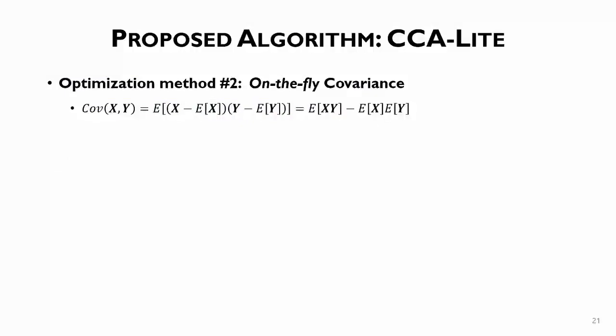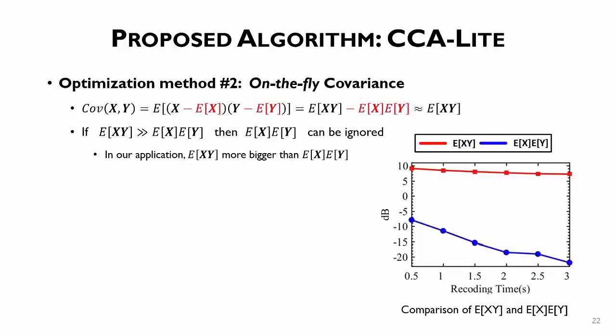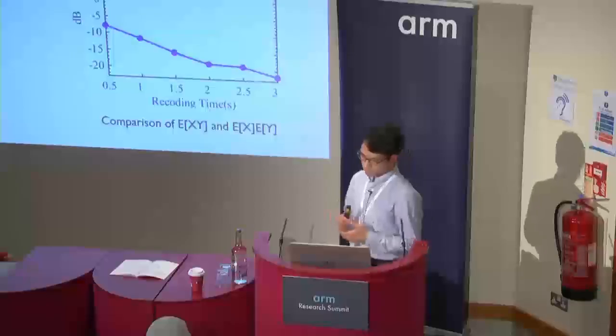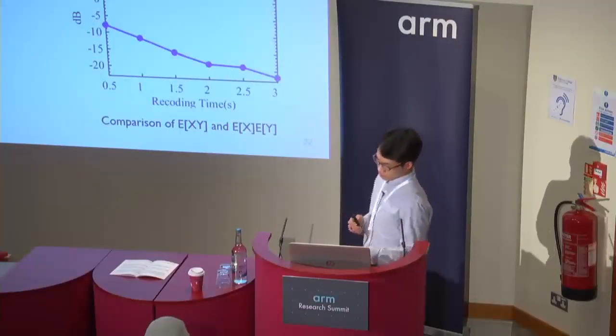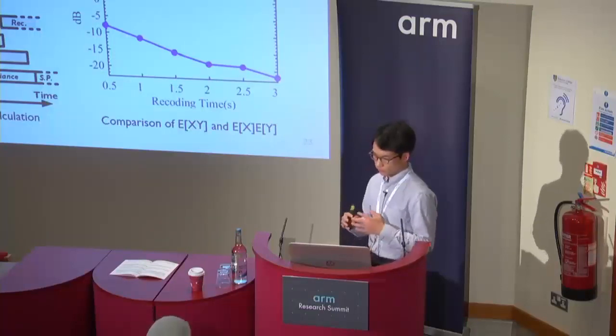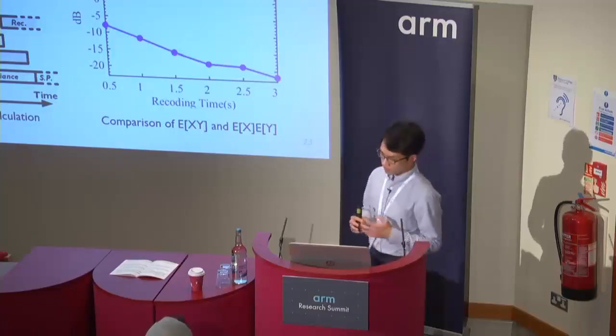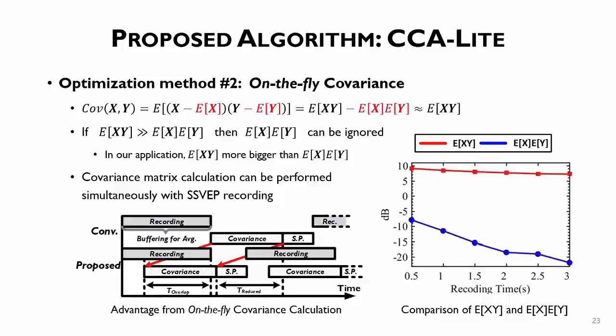The second optimization method is on-the-fly covariance calculation. This equation represents the mathematical definition and its expanded form. From the real-time signal processing point of view, the system should wait for the completion of the expectation of X and the expectation of Y. But what if the multiplication of each expectation is negligible? Then we can ignore the calculation and we don't need to wait for it. We verified it for the SSVEP dataset, and the two terms have a significant amplitude difference. And this optimization method didn't cause accuracy loss. With on-the-fly covariance, the BCI speller system performs the covariance matrix calculation while the SSVEP is still being recorded. It improves the communication speed significantly.